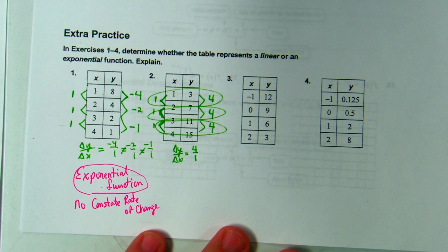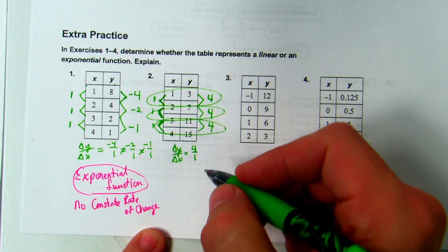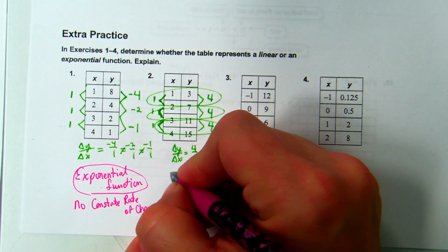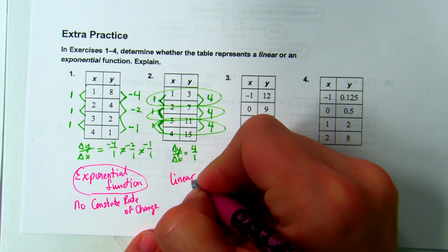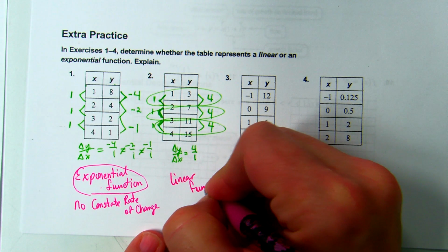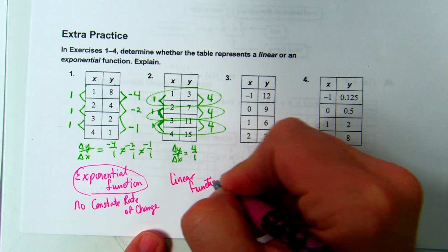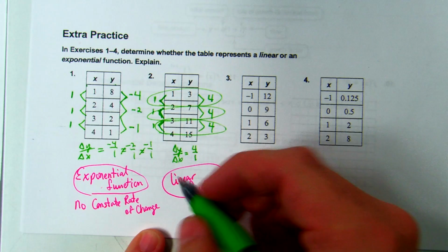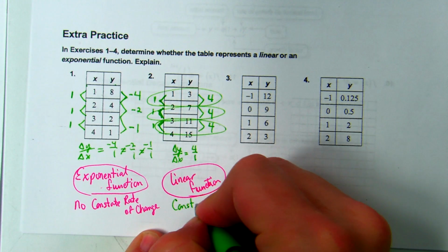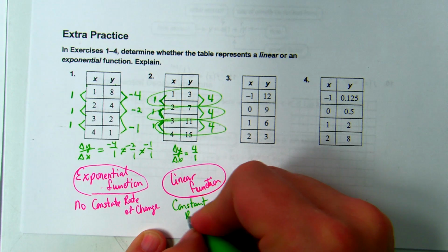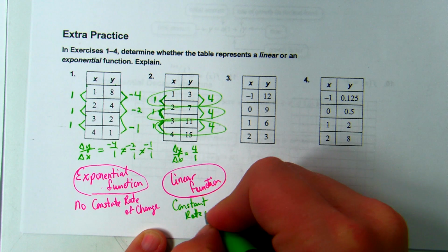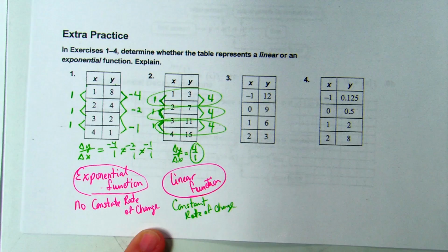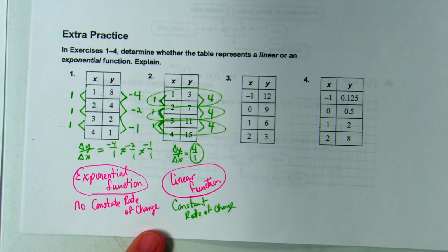So it's a constant rate of change, and because it is a constant rate of change, this one is going to be linear. This is a linear function, and the reasoning is because we do have a constant rate of change. And we determined that was 4 over 1, or just 4.